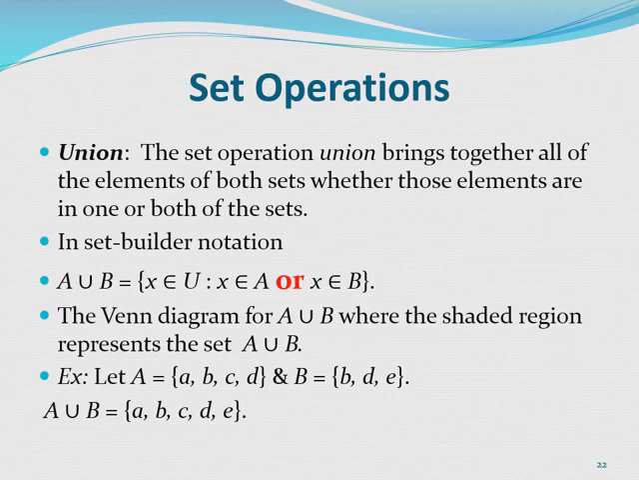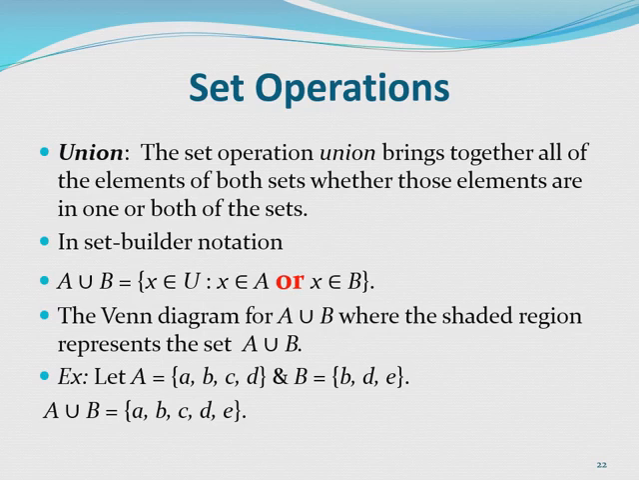Now we'll move on to set operations. Set operations contain mainly two operations, which are the union and the intersection. So let's look into what the union of two sets means. The set operation union brings together all the elements of both sets, whether those elements are in one or both of the sets. In set builder form, A union B is the set of all x belonging to U such that x belongs to A or x belongs to B. There's a reason why OR has been highlighted.